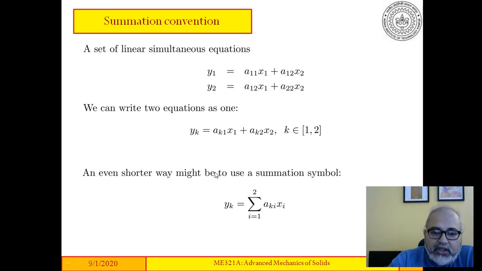We can write it even shorter. We can say yk is equal to the sum over i going from 1 to 2 of aki xi. This is a summation symbol, and it shows that now you have to sum over i from 1 to 2. So when you put k equal to 1, you get the first equation, and then you sum over i from 1 to 2, so you get a11 x1 plus a12 x2. That's how you have shortened these two equations into this one summation equation, which is much more compact than what you had here.